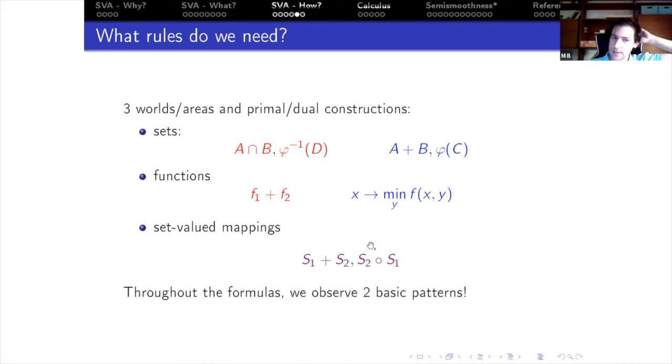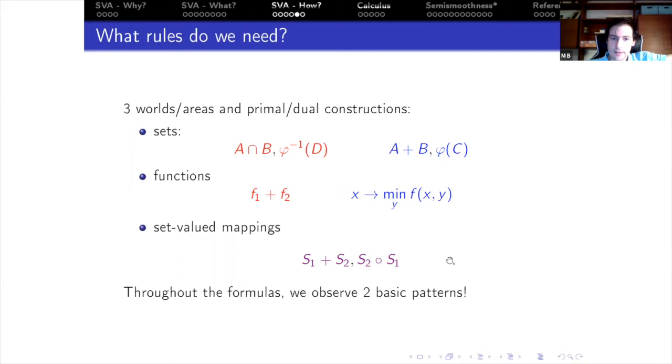But the good news is that it turns out that throughout all the various formulas for calculus, there are two basic patterns. And here this is one pattern: let's say intersections of sets or preimage. The other pattern corresponds to the sum rule, sum of two sets, or an image rule, so image of a set under some mapping. With the functions, again, we see the same thing. So the sum rule corresponds to this red pattern, such a parametrized minimum here. The so-called value function corresponds to this pattern. And if we go to set-valued mappings, this is violet, because actually every rule is a combination of both patterns, right? So set-valued mappings are a little bit more difficult, but in order to develop those rules, you need both patterns.